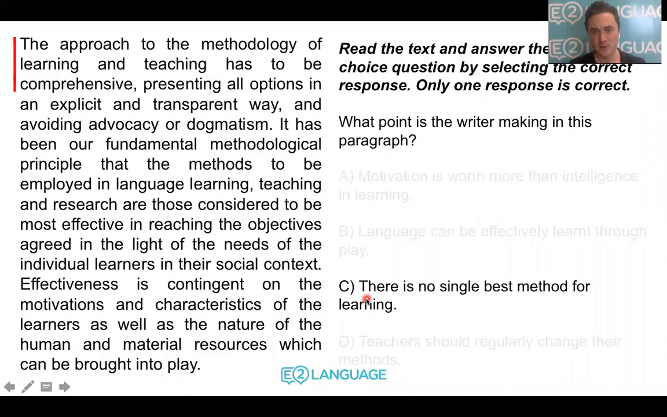Let's look at this third one. There is no single best method for learning, okay? Please read this part of the text here and see if these two say the same thing, but in different words. Yes or no?